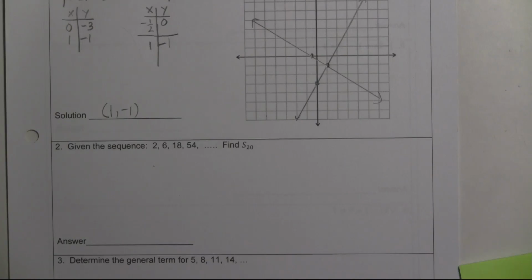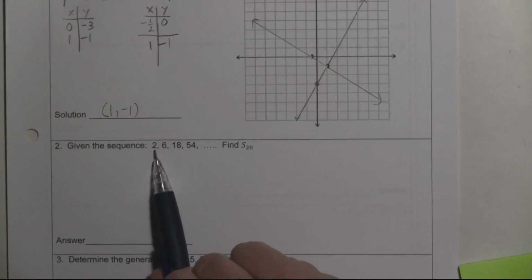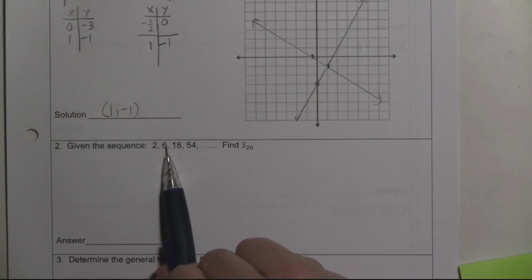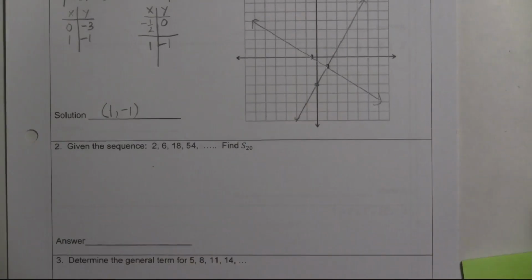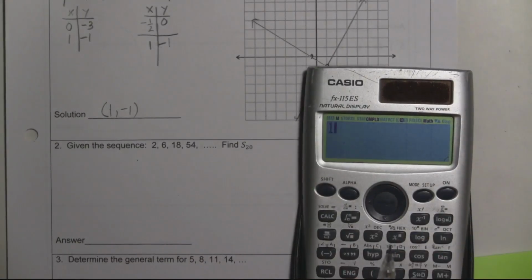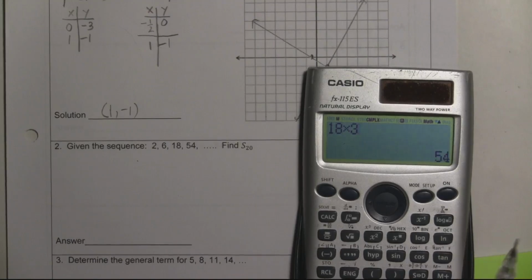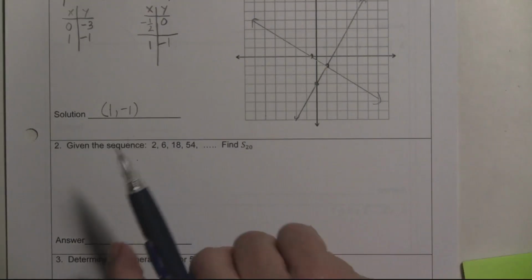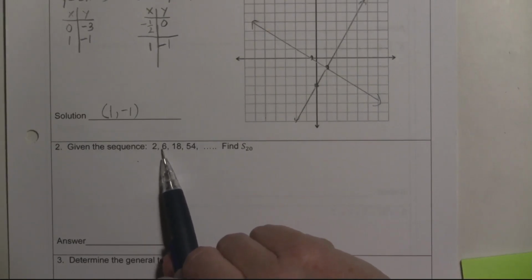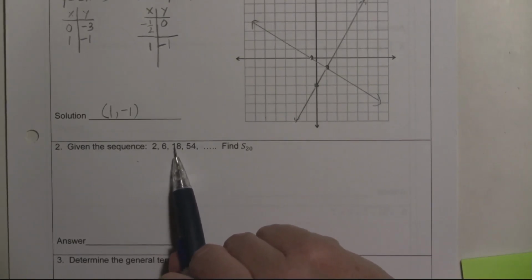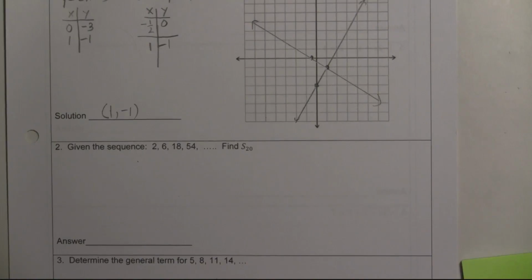And if it's arithmetic, I have a formula for finding the sum of the first 20 terms. So I'm just looking at it and thinking, if I multiplied by 3, if I multiplied by 3, if I multiplied by 3, well, let's make sure 18 times 3 is 54. Yeah, it is. Great. Now, I just kind of saw that. I could have said if I add 4, well, I can see that if I add 4, I don't get to the next one, so it's not arithmetic.